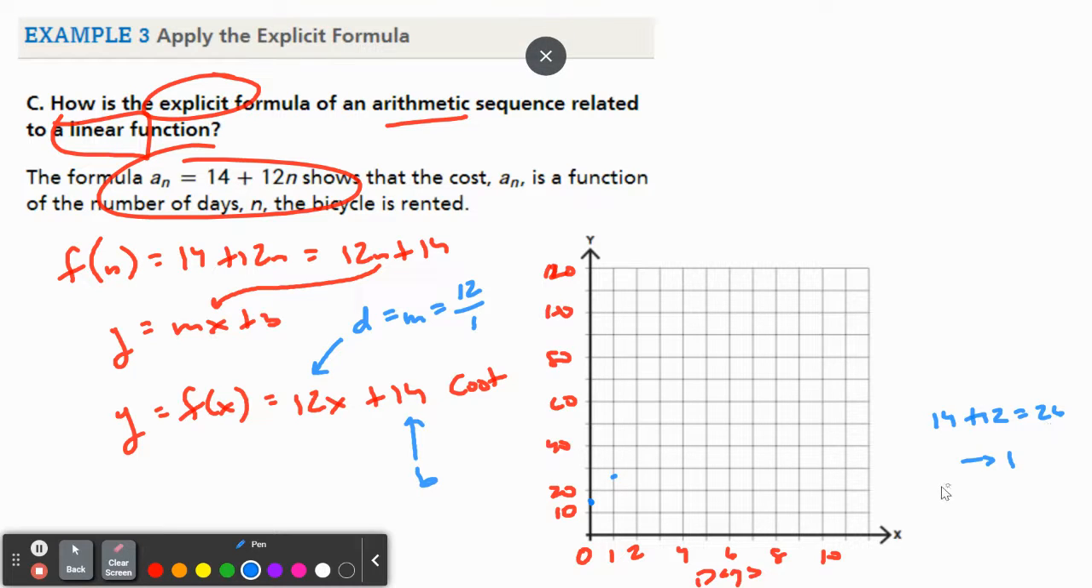Okay, from 26, add 12 again. That would be 38, and go over to 2. So go up to 38 and over to 2. And there we go. And you can see if we continue the pattern, it would be this linear function right here. Okay. So this is all linear. It's all linear. Common difference is the slope.